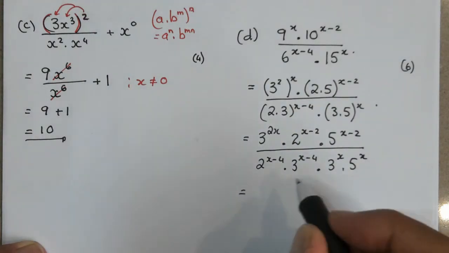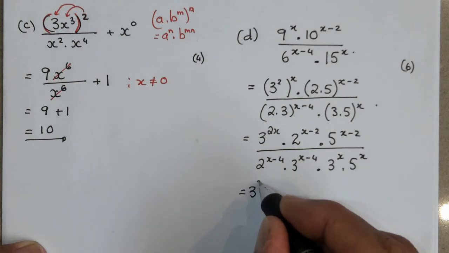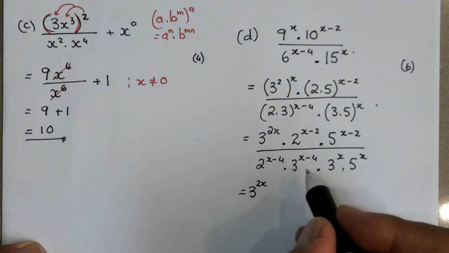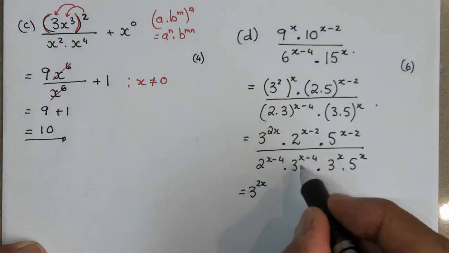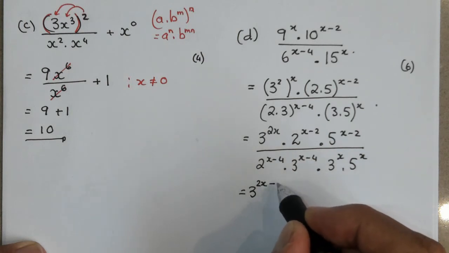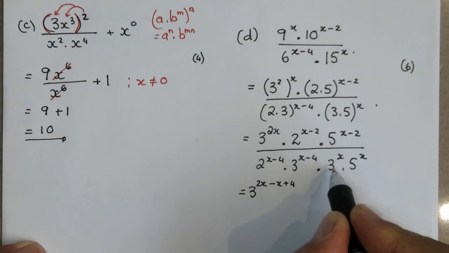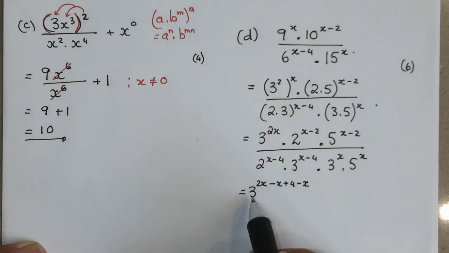Now I'm at a situation where I can see, hang on, there's a base of 3. There's 2x at the top. What do I have in the denominator? There's another 3 here, which I then take to the top by changing those signs. So minus x plus 4. There's another 3 to the x in the denominator. It goes to the top as minus x. Now 3, I've collected all its powers.